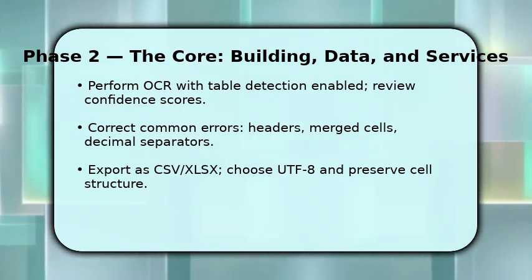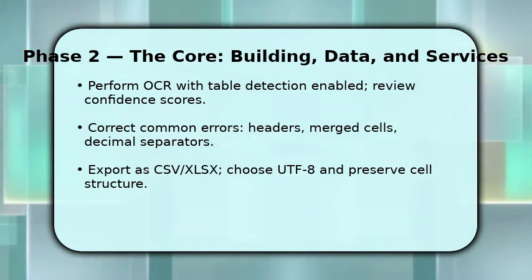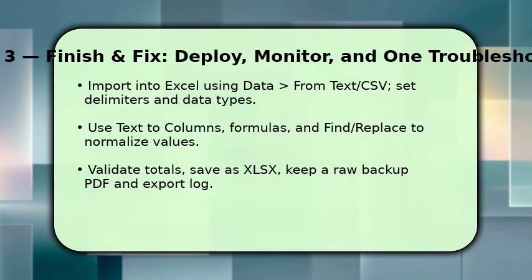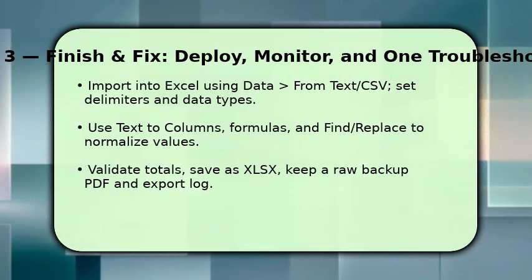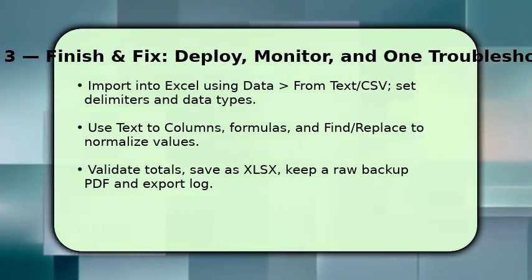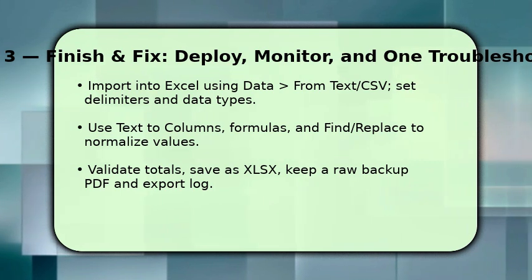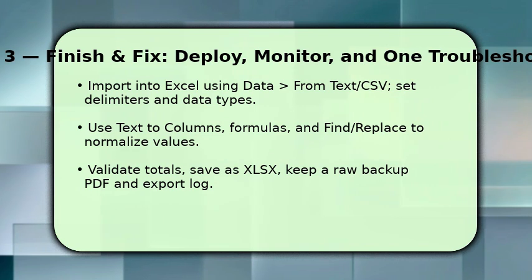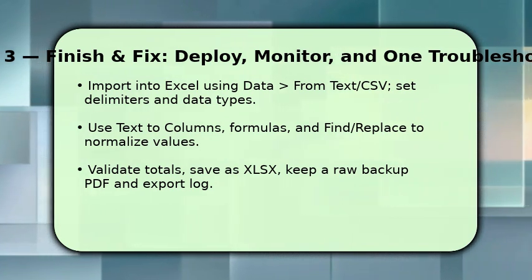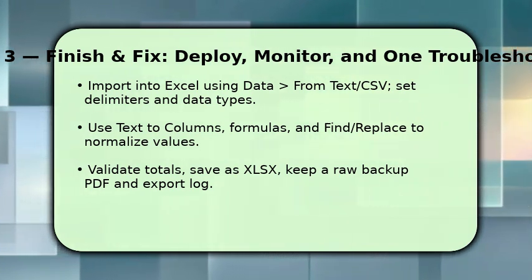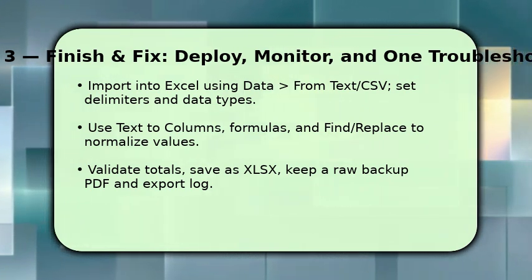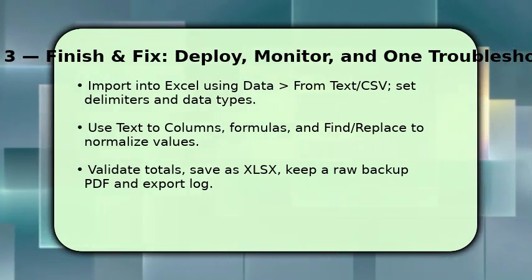You finish by importing the exported file into Excel using data from text/CSV, explicitly setting delimiters and data types so numbers remain numeric. Then clean up. Use text to columns to split combined fields, formulas to unify date and number formats, and find/replace for common OCR artifacts. Once columns validate against source totals, save as XLSX and archive the original PDF and an export log.